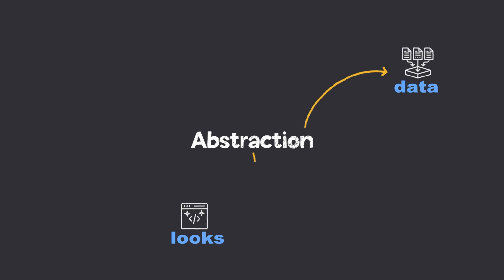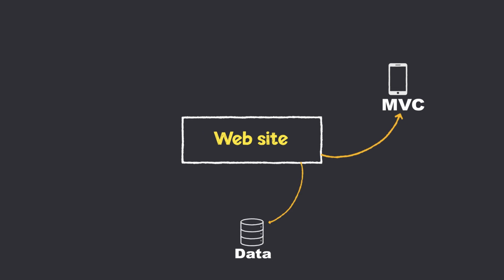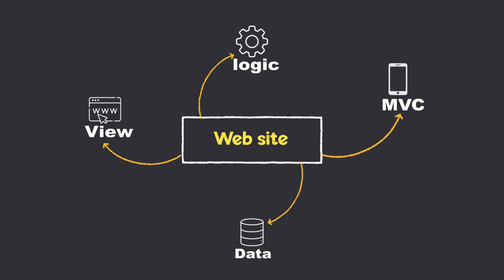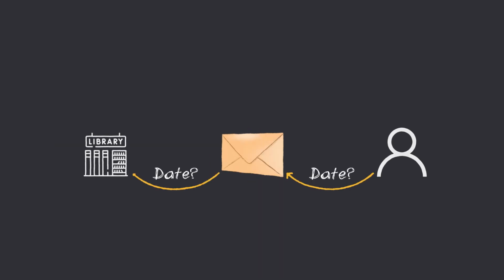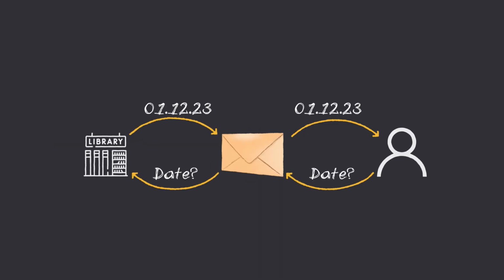Abstraction splits a system into parts: data, looks, and rules, making code easier to manage. In a web app, MVC, or a mobile view controller, separates data, or the model, presentation, or the view, and logic, or the controller, making code organization clear. Abstraction is key in APIs and libraries. APIs offer clear functions, shielding users from details. Libraries simplify complex tasks for developers to reuse.